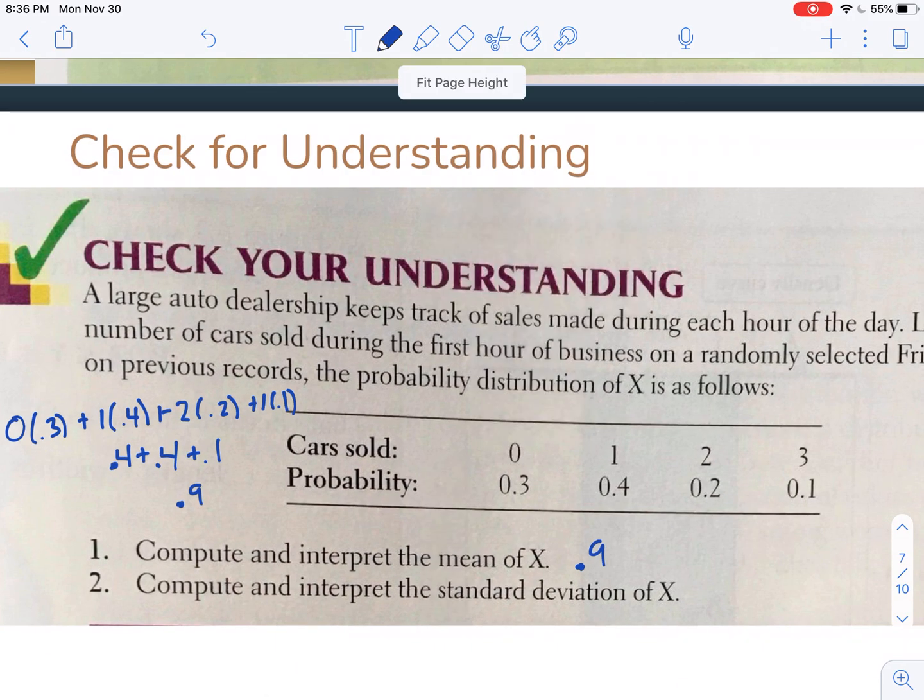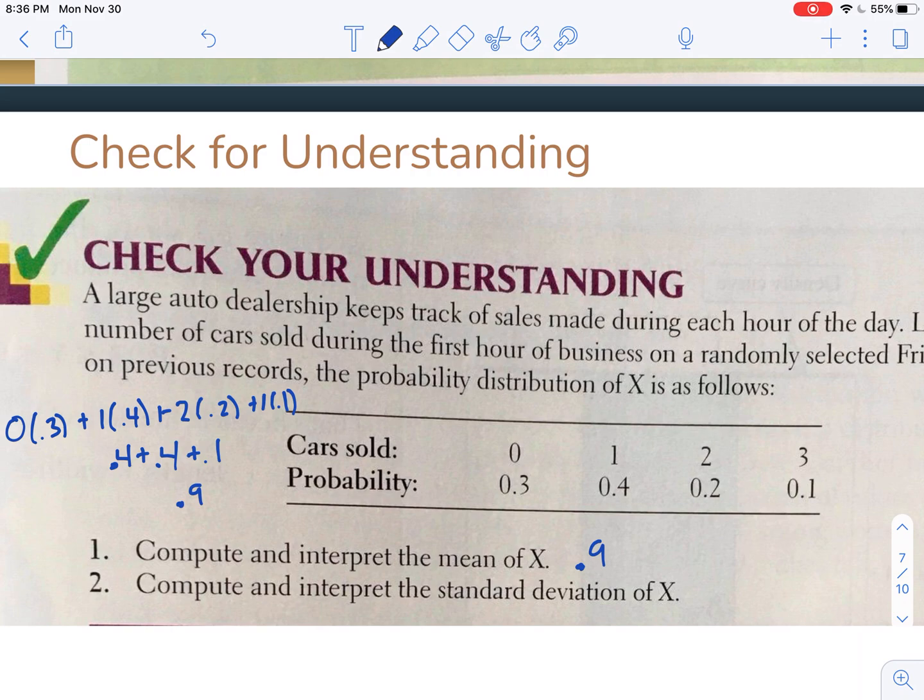So that means that we are expecting 0.9 cars to be sold, but that's not exactly what we're saying. What we're saying is, over the course of a year, the average number of cars sold in 1 hour is 0.9. That 0 is really bringing it down. When you have 30% of your days where you're not selling a car at all, and then the grand majority of your days you're only selling 1 car, we can see that those 2 or 3 kind of balance out with the 0.